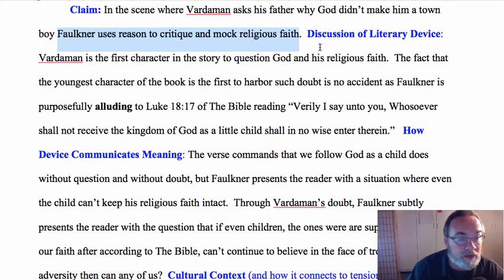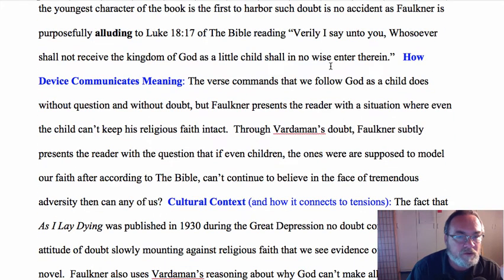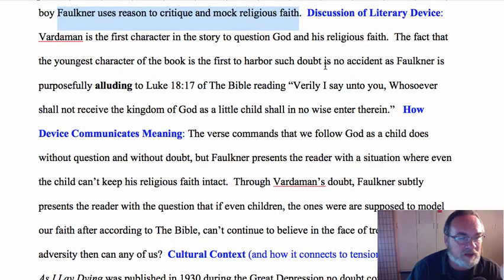Paragraphs should do two other things. They should discuss a literary device and how it creates meaning, and they should explore a cultural context. Let's look at how this paragraph discusses literary devices. The first example of its discussion of a literary device comes early in the paragraph, where an allusion to Luke 8:17 is discussed. And we're not just told by the writer that it's an allusion. We're told what it's an allusion to. And then, very, very importantly, comes the explanation of how the device communicates meaning.